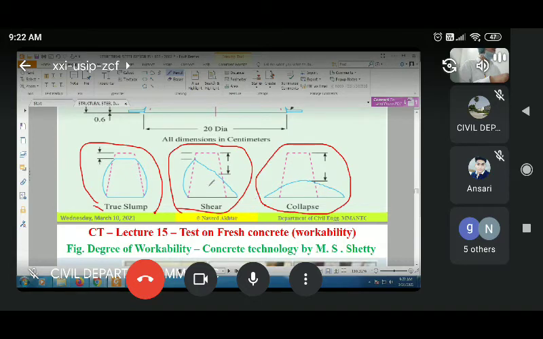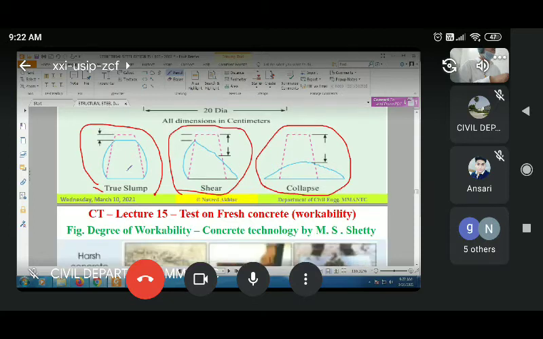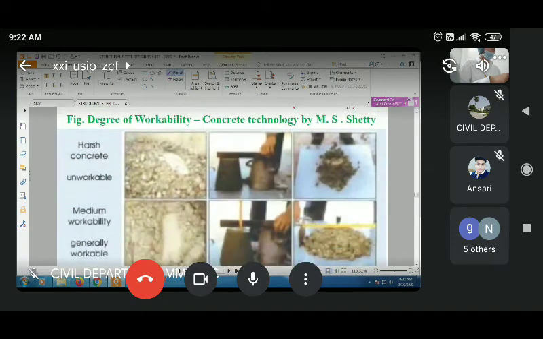So these are the different stages. Sometimes if we have very lean concrete, then we will not measure the slump. All the concrete flows all around, and then we measure the flow of your concrete if there is a very lean mix. So you can see here some diagrams taken from the book. For harsh concrete, if unworkable concrete is there, then you can see very little or no slump will be seen. The concrete is very harsh, and the degree of workability is very low.